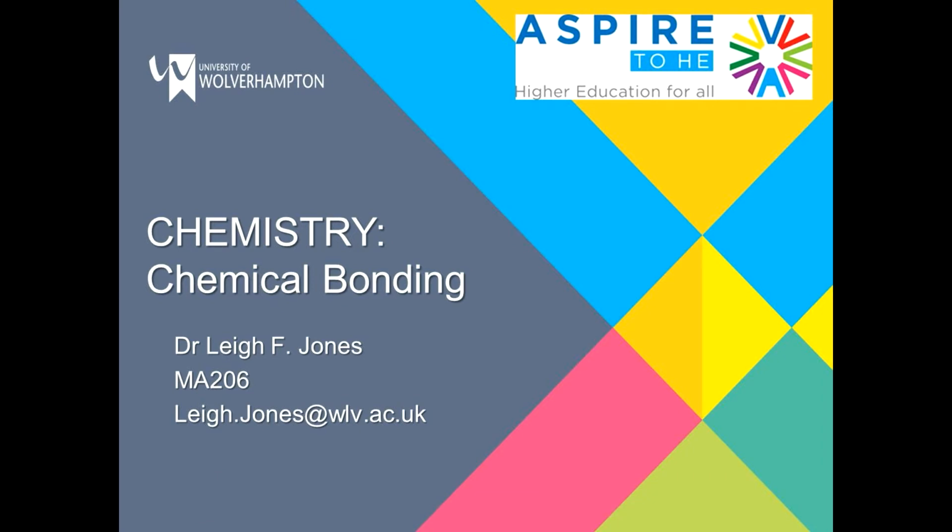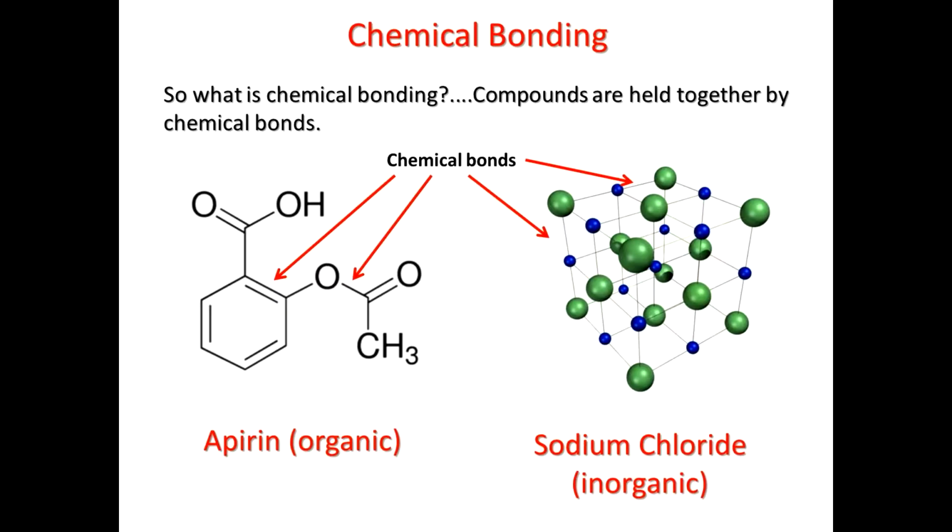So what is chemical bonding? Well, it's incredibly important. That's what it is. Essentially, compounds, which are of course made up of different elements in different ratios, are held together by chemical bonds.